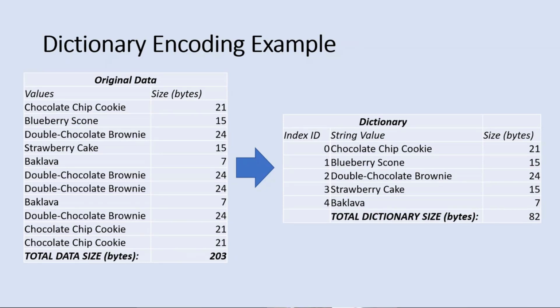So your dictionary will have one row for each value, and a small index ID. Our original values took up 203 bytes because it was 1 byte per character. If it was nvarchar instead of single byte, it would be 406 bytes, double width characters. Your lookup table here now has a little index ID, one of each value, and that size. So our dictionary is 82 bytes.